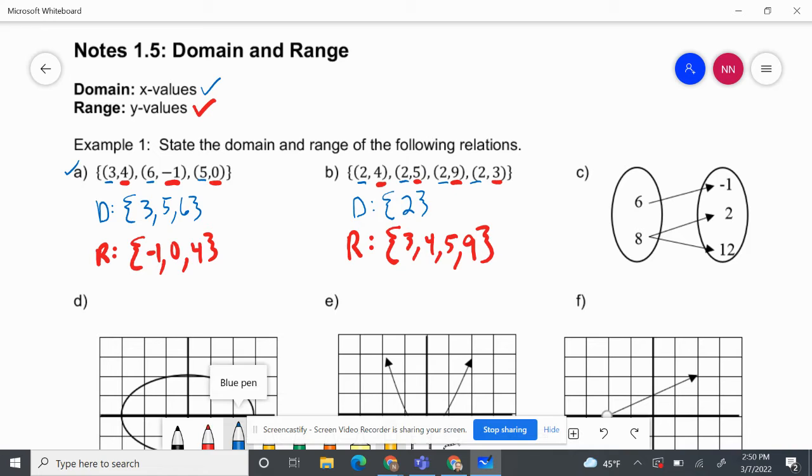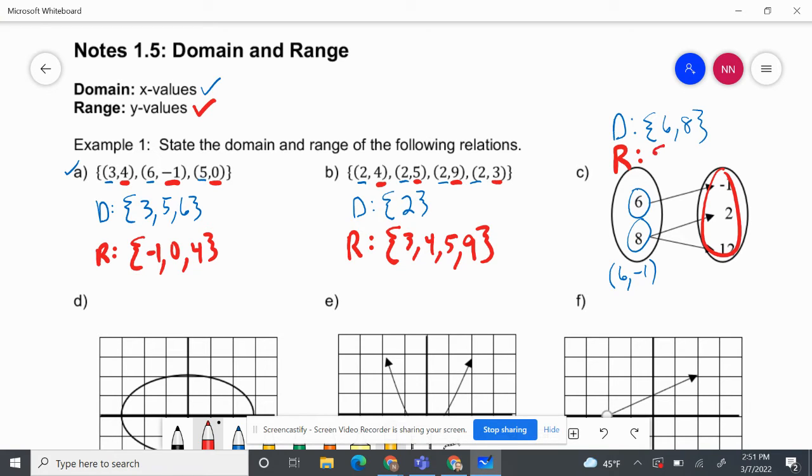Now, if we're looking at letter C, this is a mapping diagram. And with a mapping diagram, what it does is it takes the 6 and it tells us it goes to the -1. So 6 is the input, -1 is the output. It's like the ordered pair 6, -1. So when we're looking at our domain, it's going to be in our first oval. So that right there is going to be the 6 and the 8. Now for the range, what we're going to do is look at our second oval. We have the -1, 2, and 12.